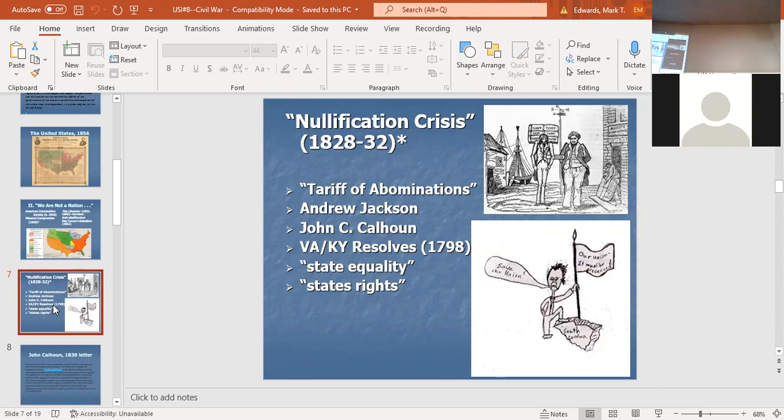How exactly does that work? How does a state say, yeah, we know you got this federal tariff, but we're not going to follow it here in South Carolina? How does South Carolina stay under a federal government, but say we're going to pick and choose which laws we're going to follow? How does South Carolina stay in the union under these kinds of conditions? And the answer is they don't. So South Carolina passes nullification.